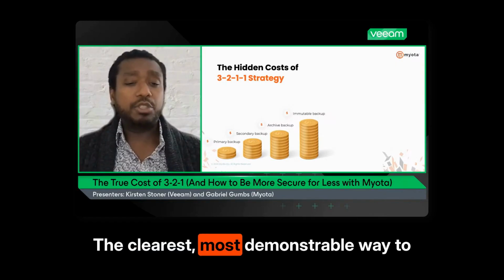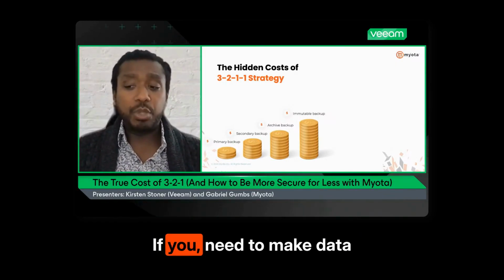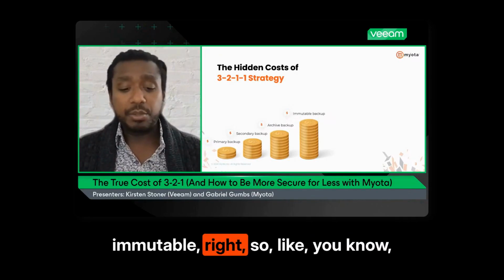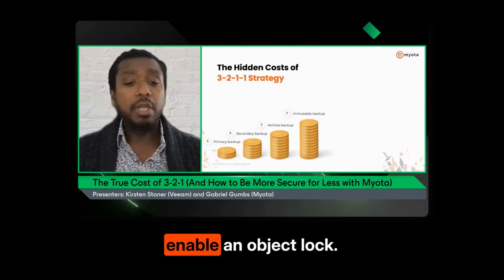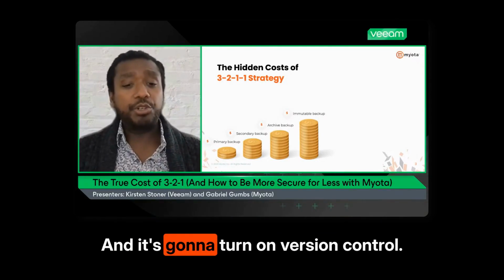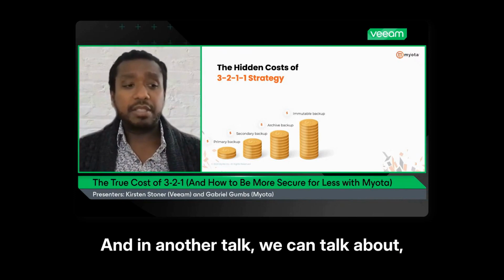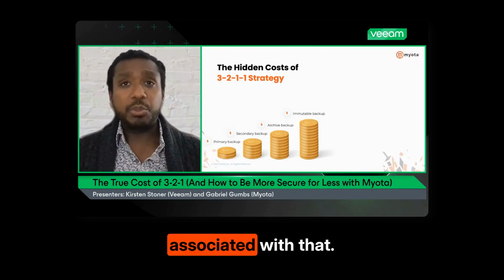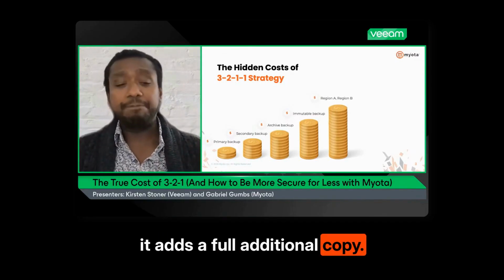The clearest, most demonstrable way to see this is actually in cloud storage. If you need to make data immutable, right? So like, within the Veeam console, you press the immutability button and it's going to enable an object lock and it's going to turn on version control. Those are great controls. And in another talk, we can talk about some of the challenges associated with that. But the cost challenges, well, it adds a full additional copy.